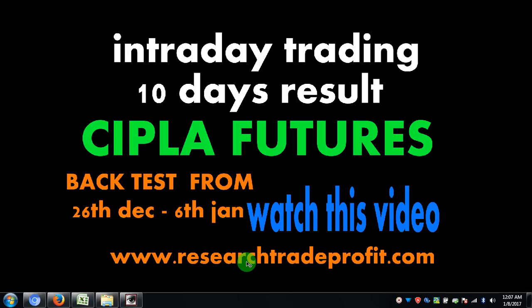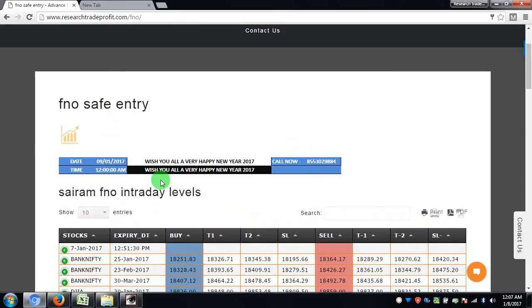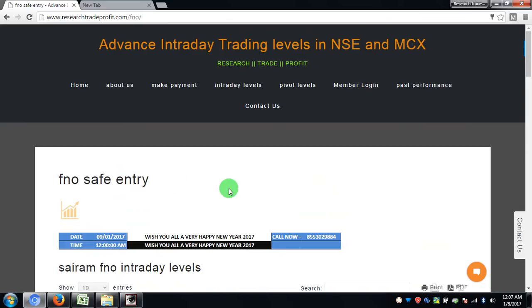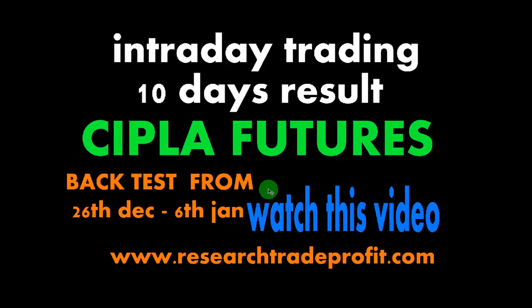Today I thought of making a 10 days backtest of our research calls which we provide on our website. Every day we give calls on our website, as you have already seen. So I thought of making a backtest of a selected stock. Today I have selected Cipla futures.